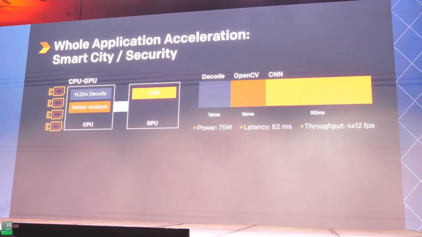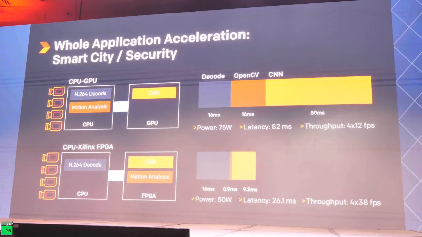Now, if you redo this application in an FPGA, you can move some of the functions that were surrounding these inference engines into the FPGA again. The motion analysis function was moved to FPGAs, and now you get 26.1 milliseconds of latency, 50 watts of power, and the throughput also improved 3x. It went from 12 frames per second to 38 frames per second. Again, whole application acceleration, not just the inference engine.